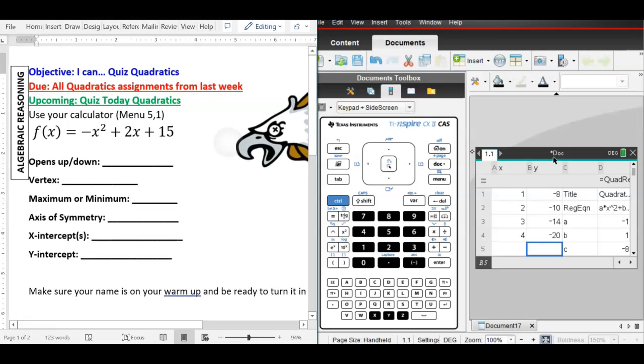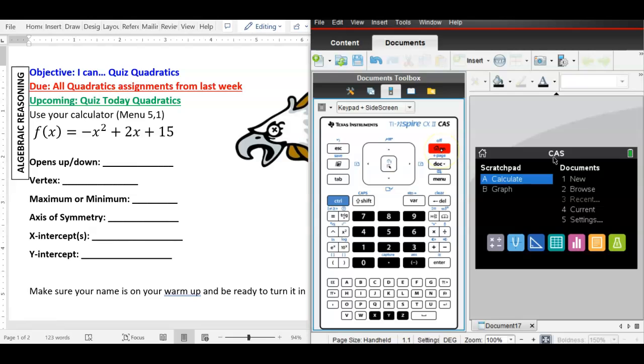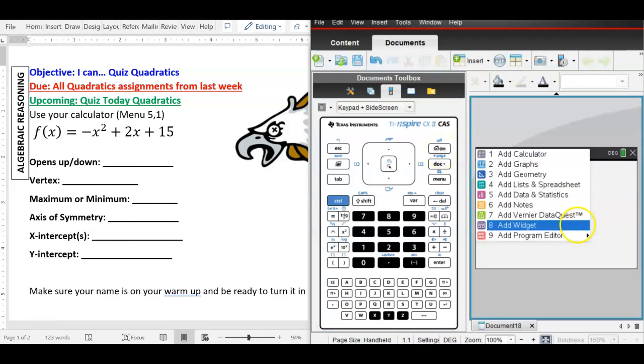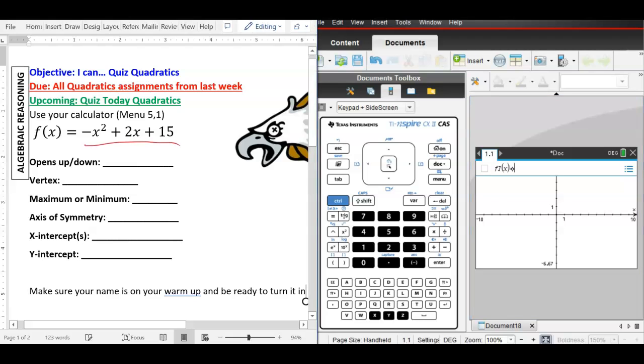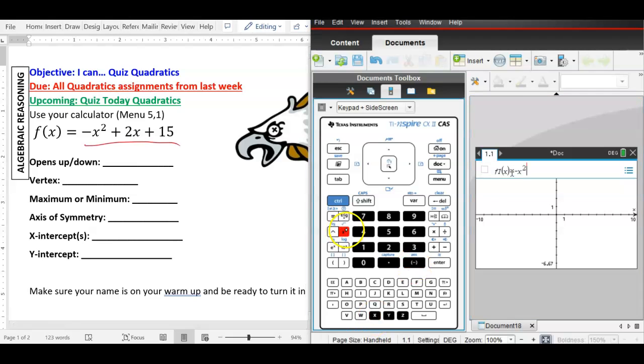Okay, so let's go ahead and do a new document. Number 1, don't save, and then number 2 for graphs. You can go ahead and type this in the way you see it. Negative x squared plus 2x plus 15.